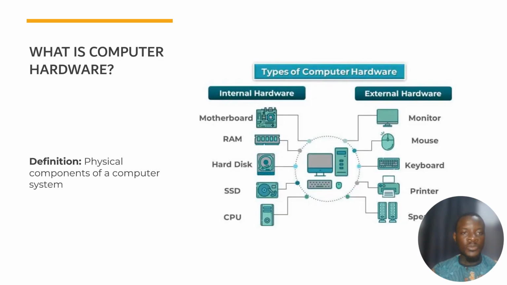So what is computer hardware? Computer hardware refers to the physical parts of a computer that you can touch and see. These components work together to allow the computer to function. Understanding these parts helps you troubleshoot issues and make informed decisions when upgrading or buying a new computer.